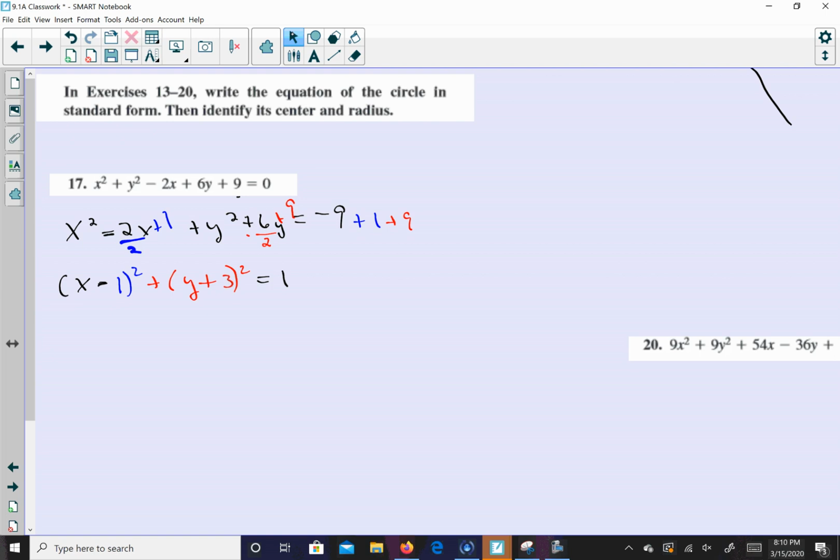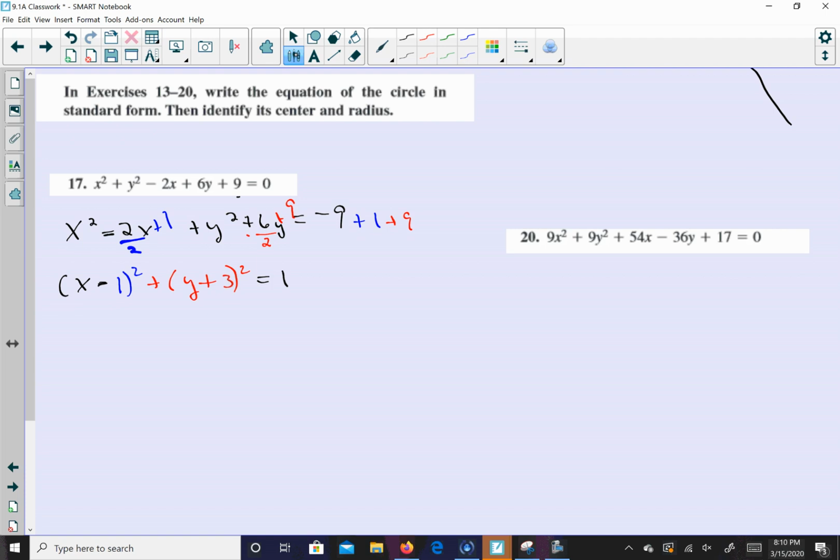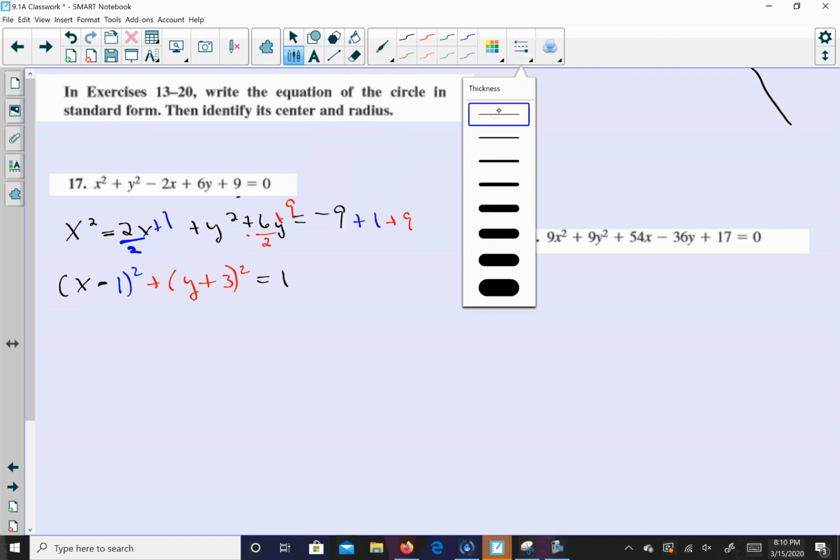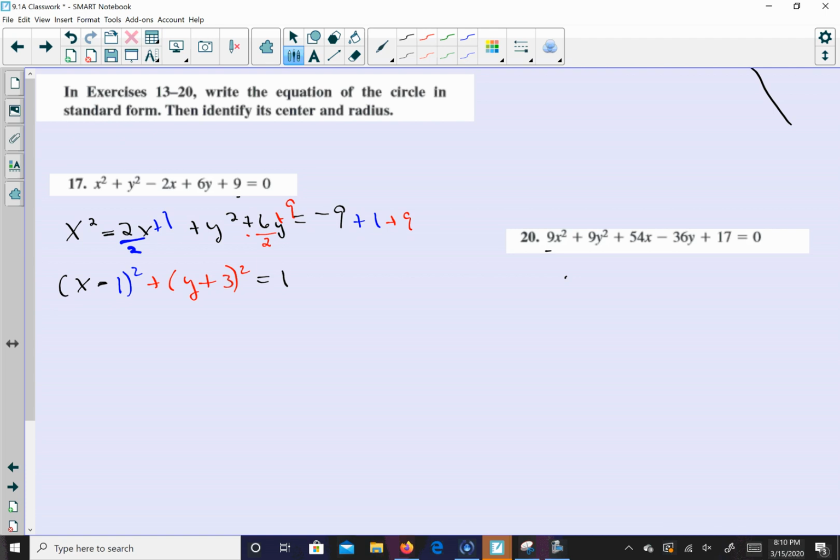The next one, I know it's a circle, and they tell me it's a circle, but if I didn't know it was a circle, I could tell it was a circle by looking at the equation, because in order for it to be a circle, the coefficients of the x squared and the y squared have to be the same, and these are exactly the same. They're both 9. So to make life easy on myself, I'm going to divide everything by 9. Every single term I'm going to divide by 9. I can even divide the 0 by 9 if I want.